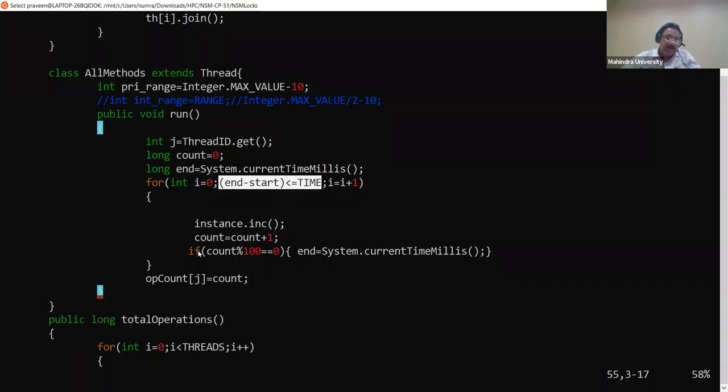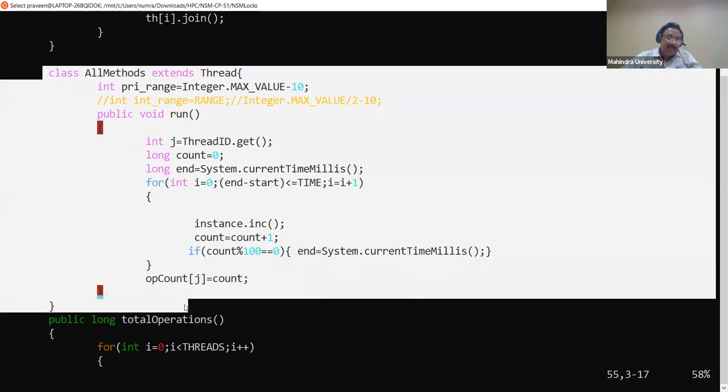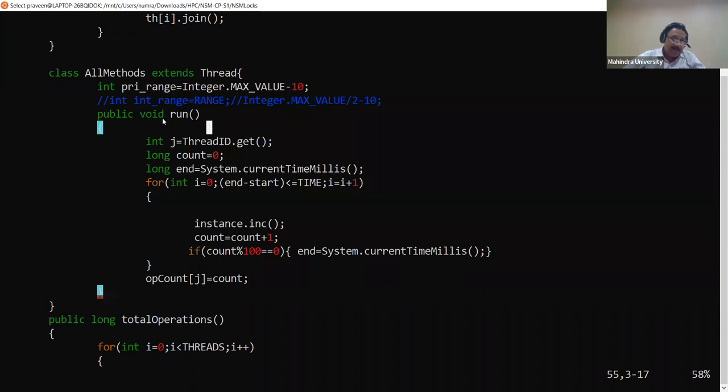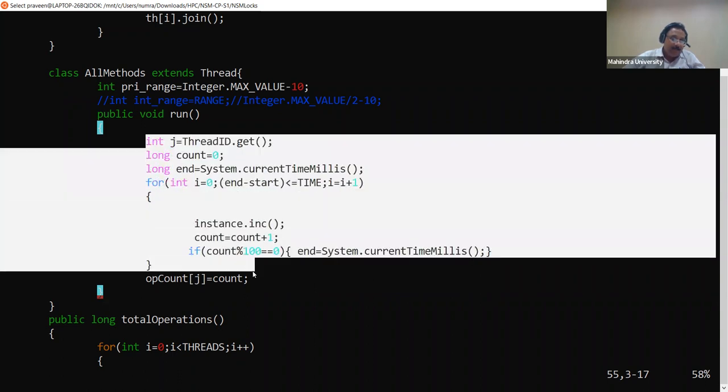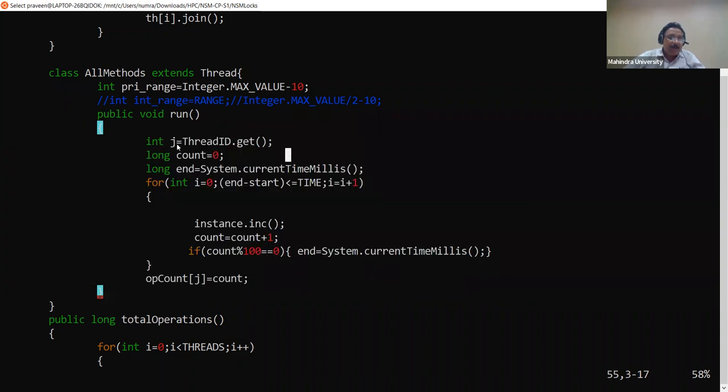By the way, what is this? When we look at this class, all threads extends thread. What is the meaning of this? That means we are going to override the functions which are there in the thread class. Run is a method in the thread class. We are going to override that method with these statements. Here, first statement, what is there here?